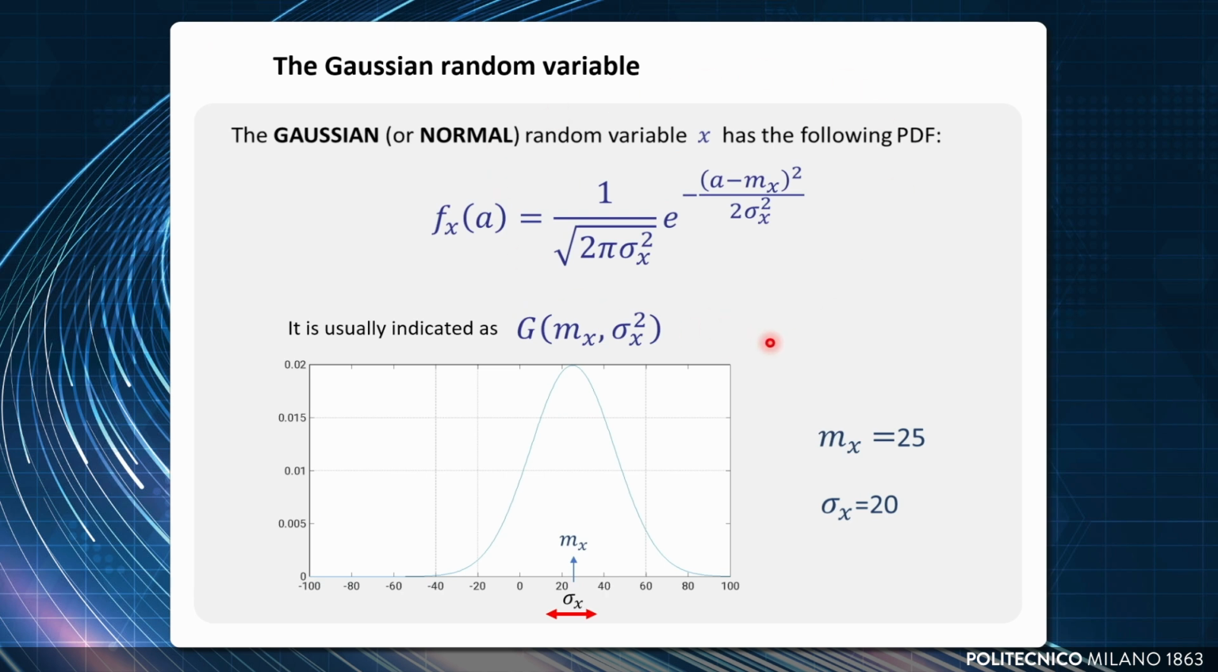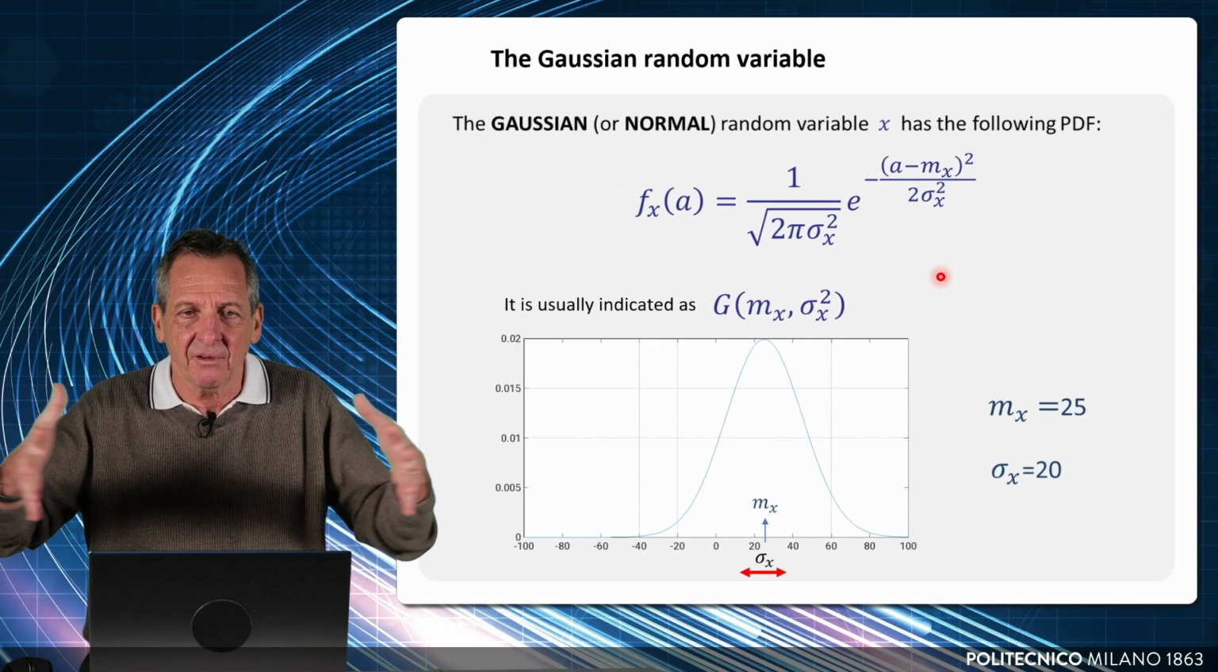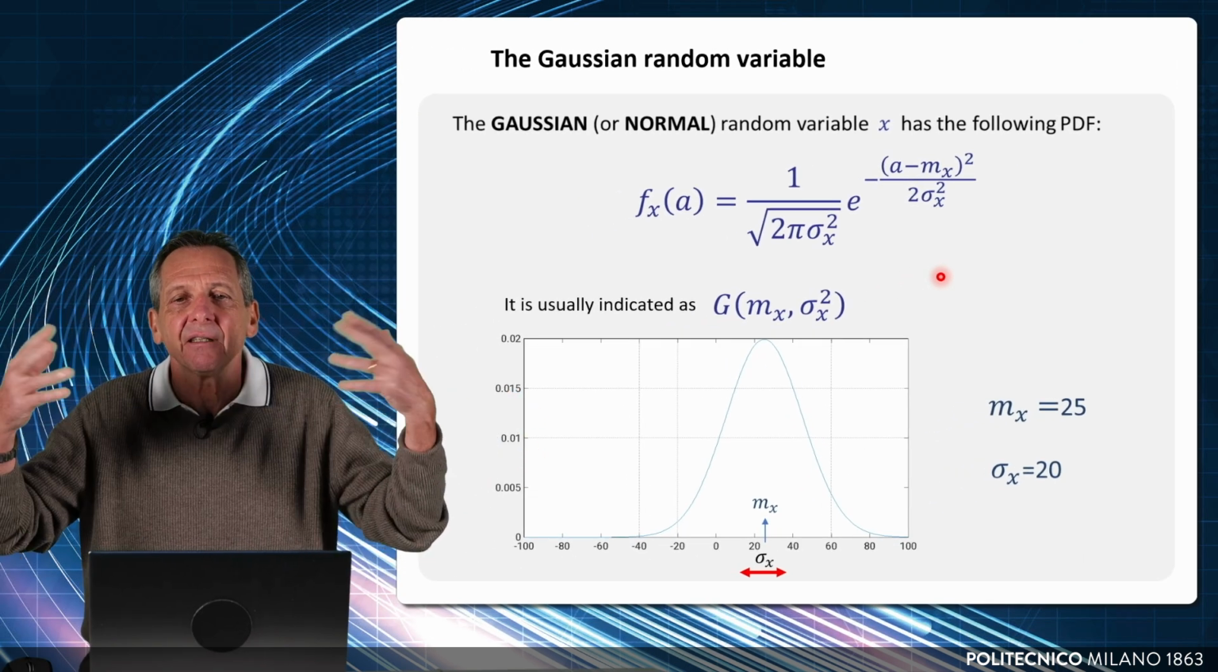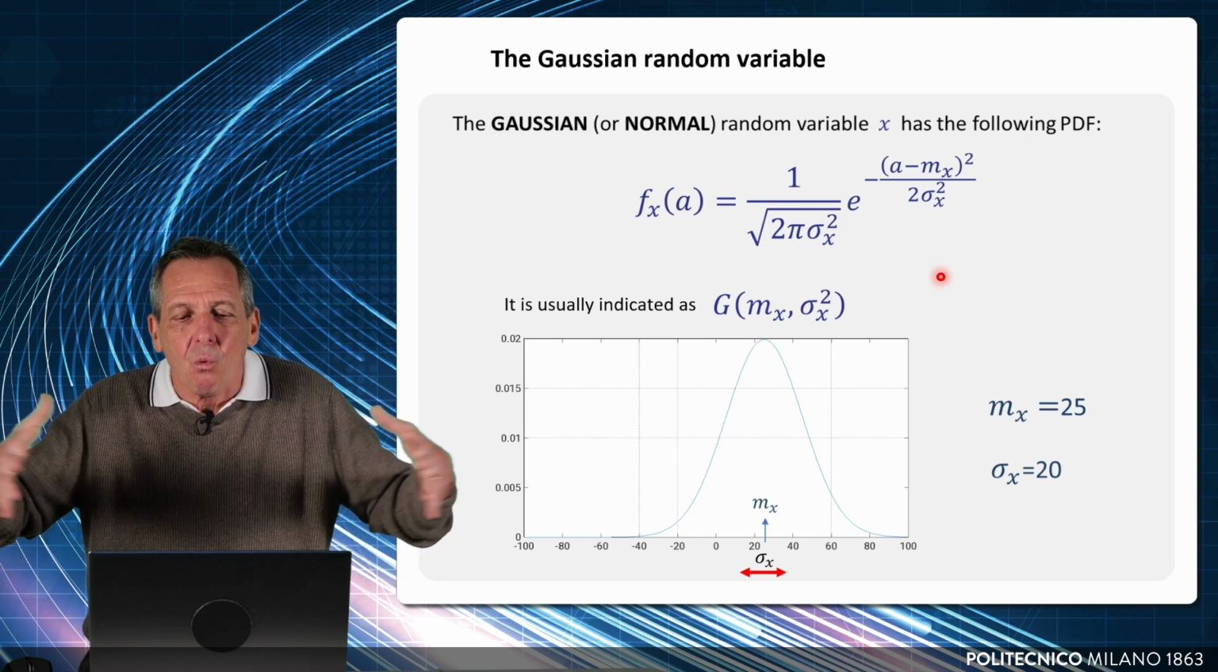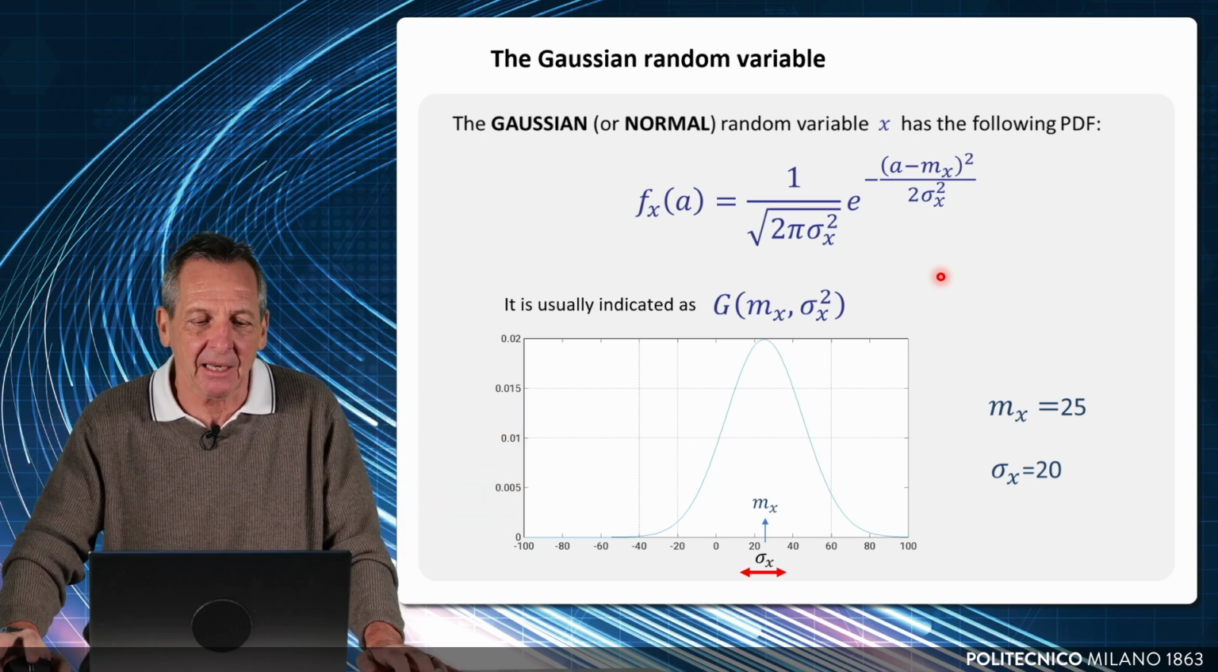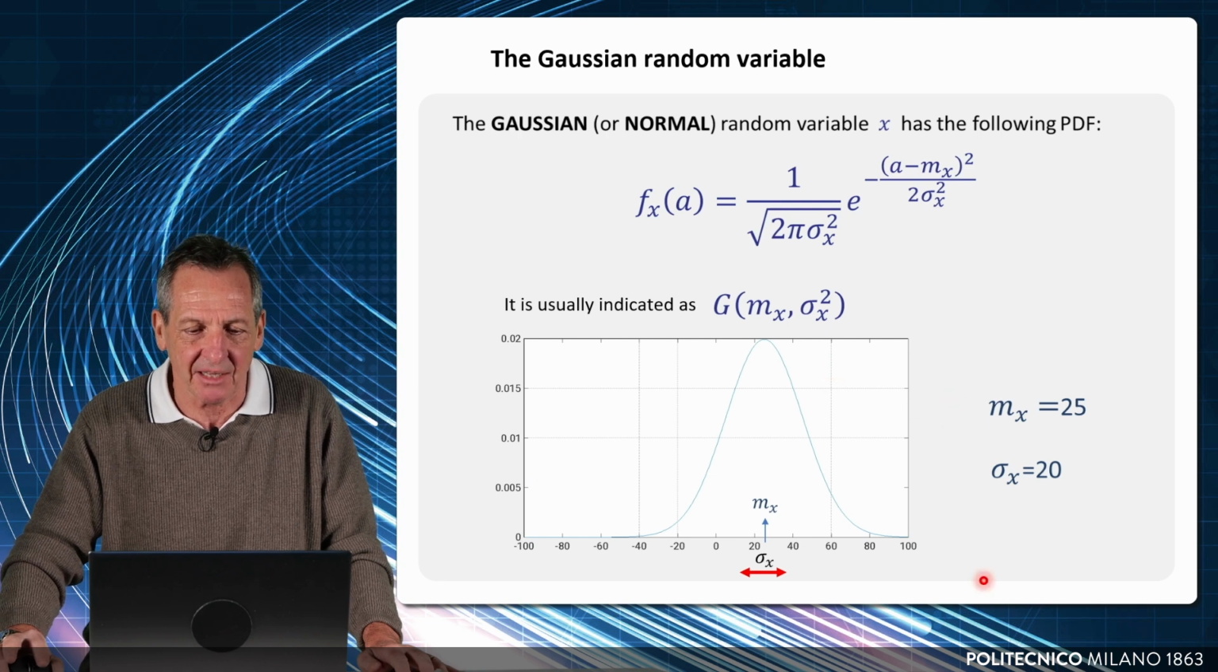You see that it is shown in an explicit way the mean and the variance. And this function here is just a bell-shaped function centered around the mean, mx, and the variance, sigma square of x, is responsible for the width of the bell. The larger the variance, the wider the bell of the Gaussian random variable.